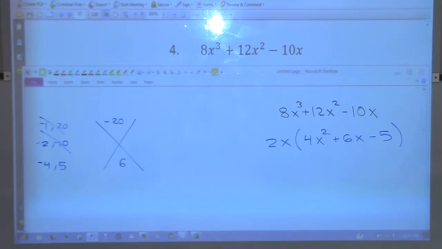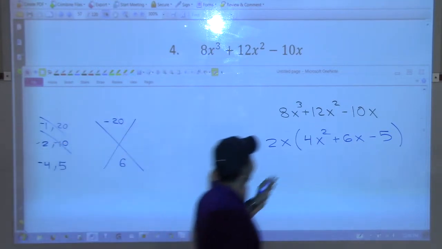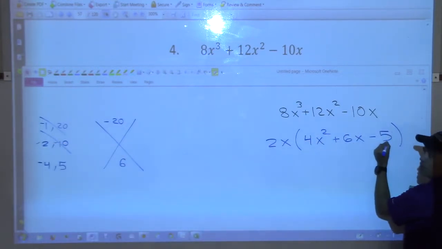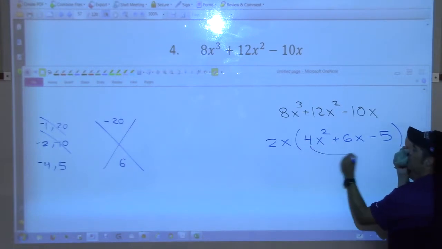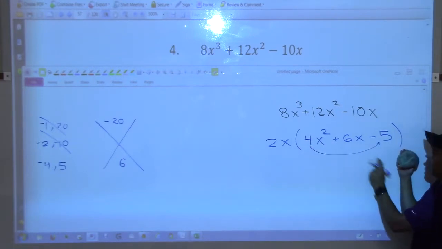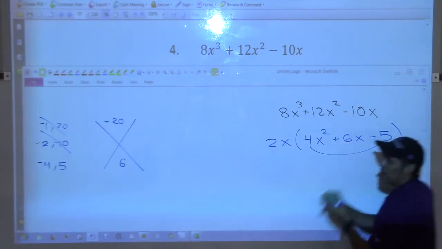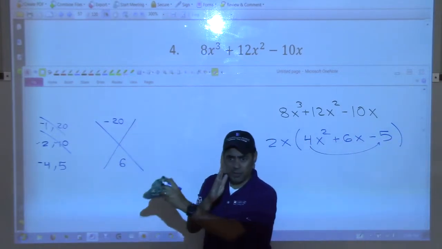And yes? How did we get to minus 20 and 6? Okay, so at this point, we had 1, 2, 3 terms, right? 3 terms, we use the AC method. So we take that number, multiply times that number, that gives us negative 20. And then the middle number is 6, right? And that's what we put in this little cross.